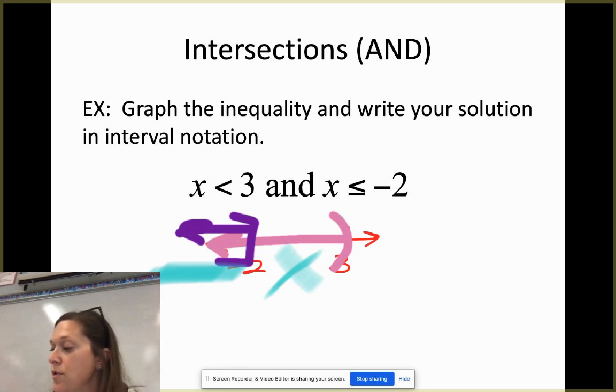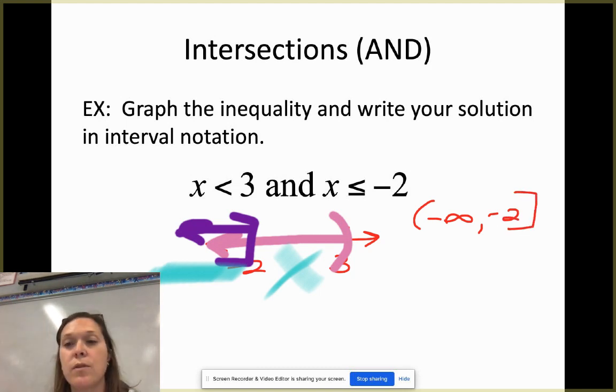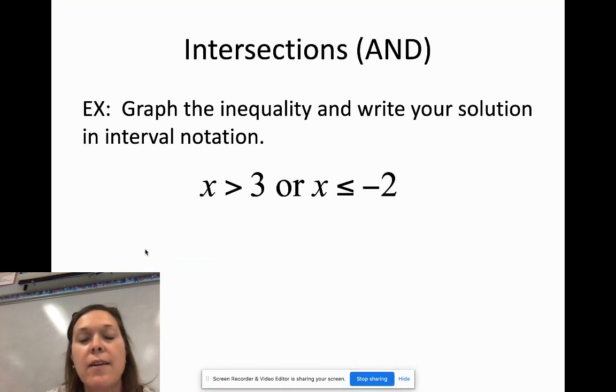So my solution set in interval notation is going to be negative infinity, because that's my furthest left bound. It's going on and on forever to negative 2, which has an equals sign, so we make it a square bracket. All right, so hopefully we got our ands down.